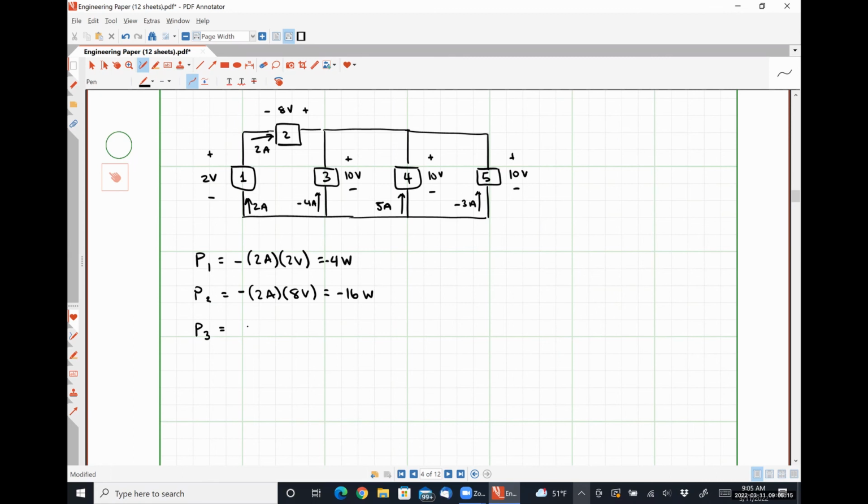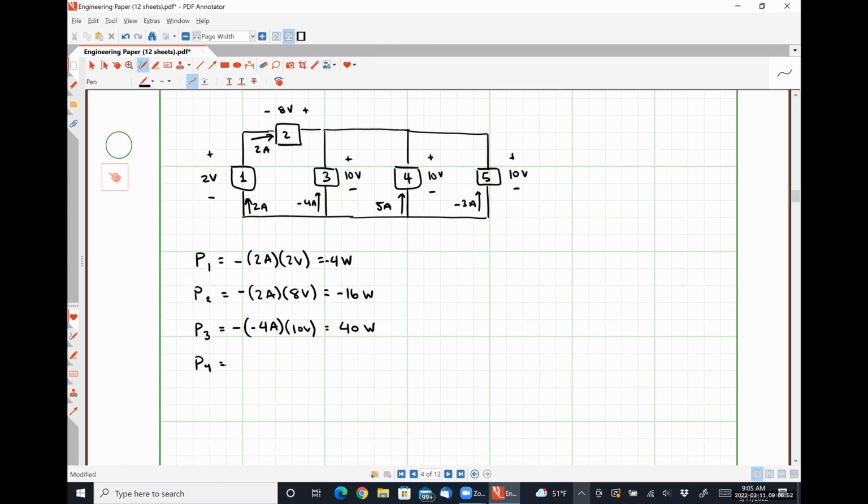Help me out for element 3, please. It's going to be negative. Exactly right. So it'll be negative 4 amps times 10 volts. I made this far too boring because all of the currents are flowing into the negative polarity terminal. That's okay. So all of these are going to have a negative sign. I didn't think this through. That's okay. So that's going to be positive 40 watts.